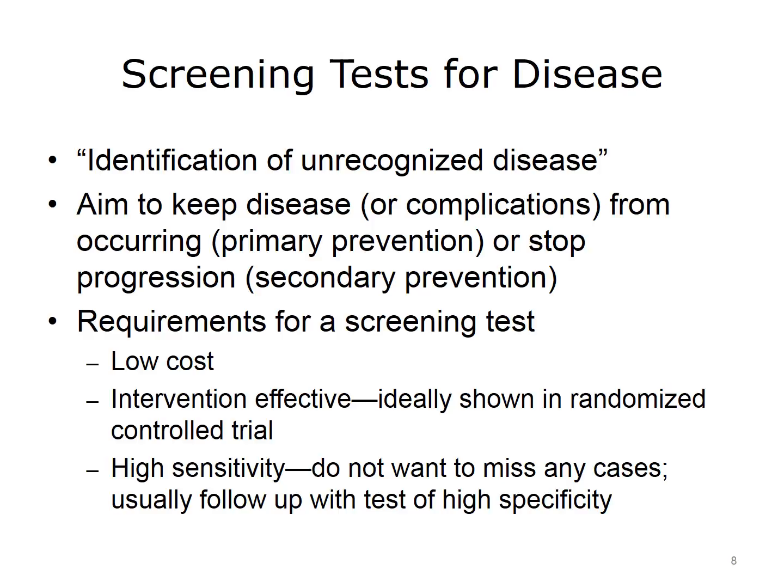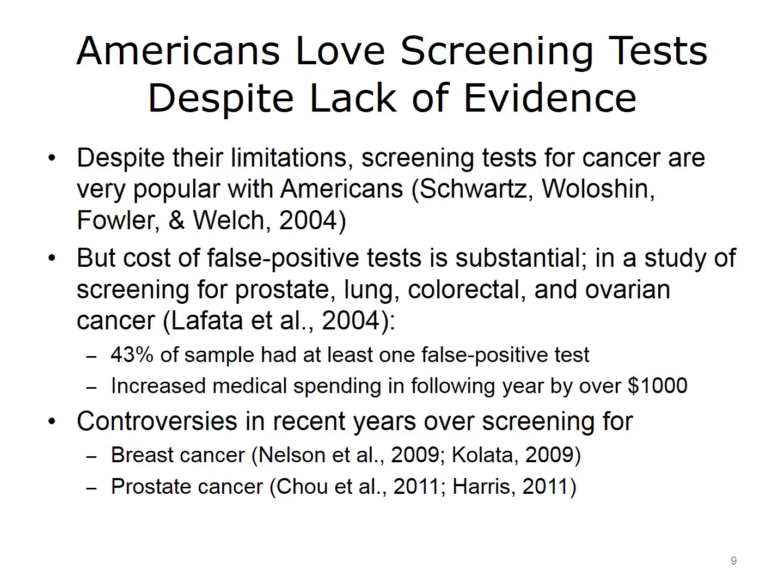Finally, the test should be of high sensitivity because we don't want to miss any cases, for example, or have any false negative cases. A positive screening is usually followed up with a test of high specificity to make sure the screening result isn't a false positive. Americans love screening tests, even though there's a lack of evidence for many of them. People are willing to have a test done, even if a medical professional warns that the test may not be completely accurate or that there's no good treatment for a particular disease, even if it's detected early.